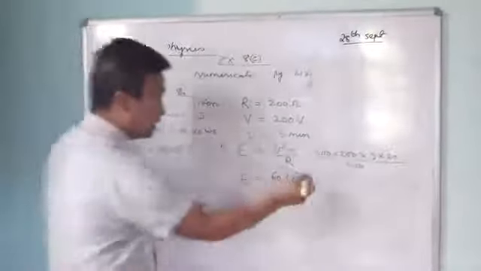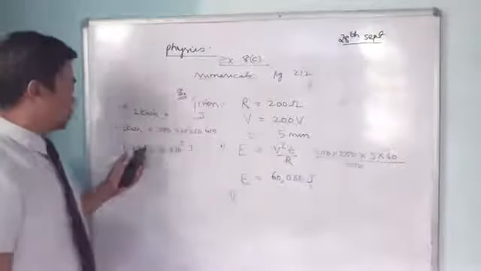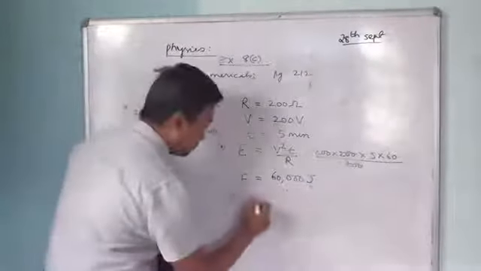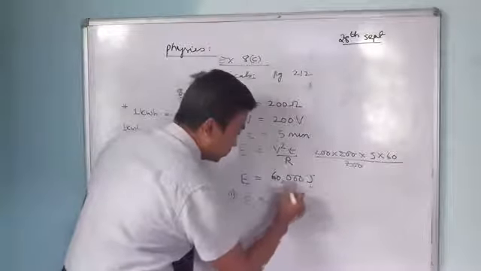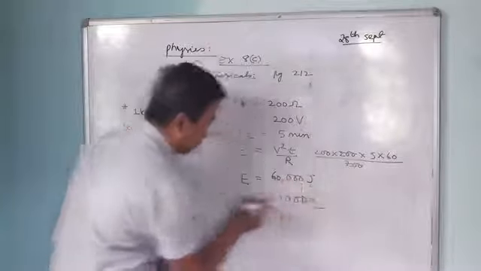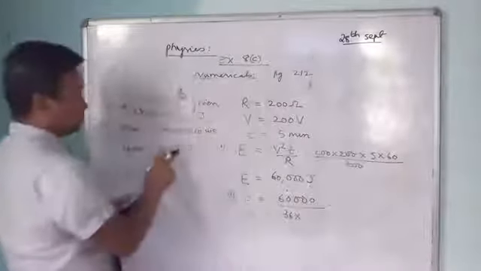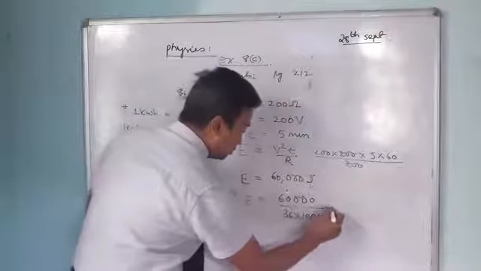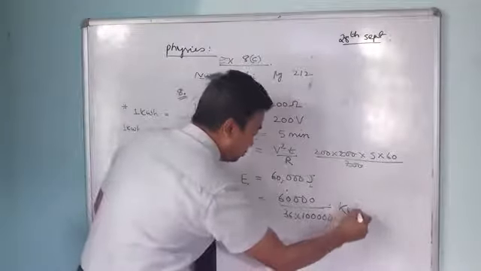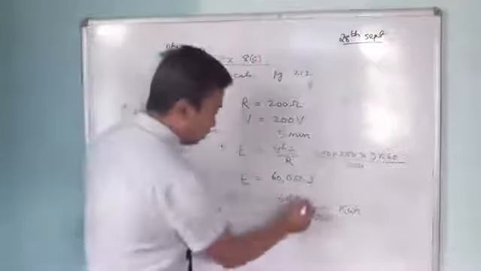So now this joule has to be converted into kWh, that is kilowatt hour. You just have to divide this value by 36 into 10 to the power 5. So now it has been changed into the commercial unit of the energy, which is kilowatt hour.